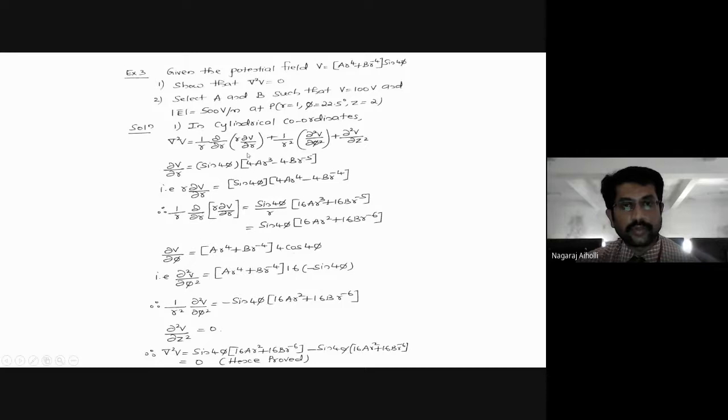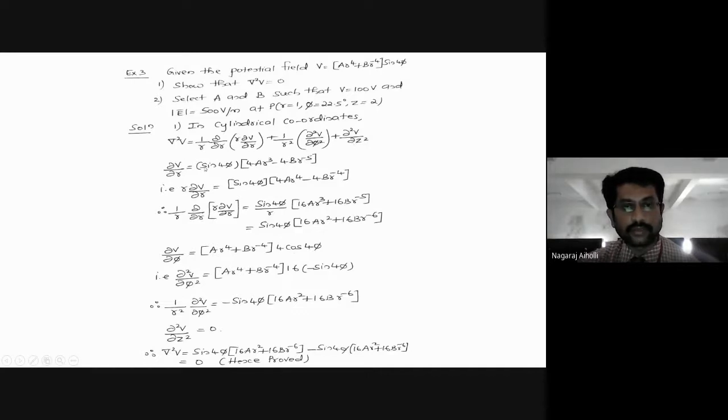First find out dou V by dou r, this inner term, right? And then find out r dou V by dou r. Then 1 upon r dou by dou r of r dou V by dou r. Find this first term. Then come to the second term, 1 upon r square dou square V by dou phi square. Find the inner term, dou square V by dou phi square, the second derivative. Then dou square V by dou z square. Find that. Then take the sum of all these three.